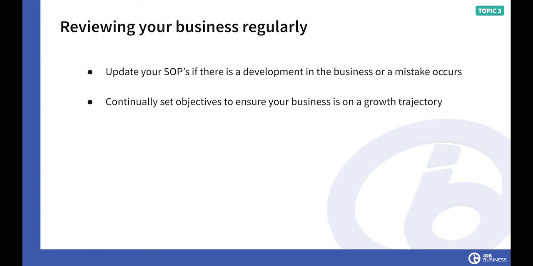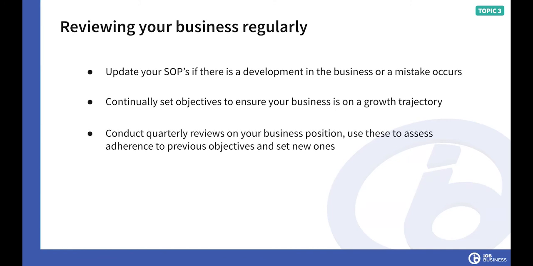Now, the reason we want to be this way is so that we are always climbing, we're always improving in our business. Very, very important. Now, conduct quarterly reviews on your business position. Use these to assess adherence to previous objectives and set new ones. Now, it is important that these are done quarterly because you have to have enough time that has moved past for you to achieve set objectives from the past review.